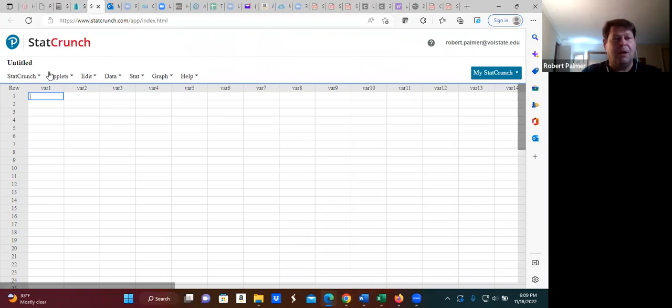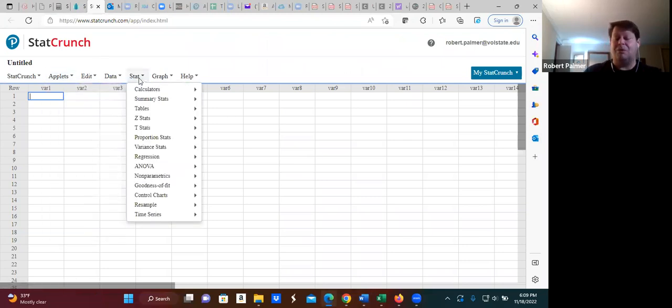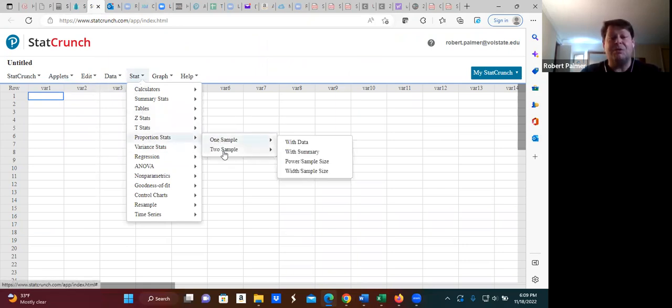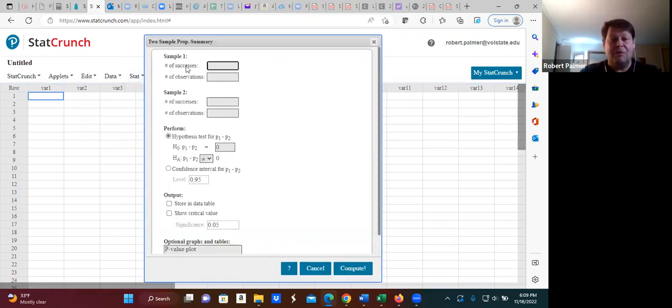Okay, once again, go to Stat, just like we did with testing one proportion. Then we go to Proportion Stats. This time we go to 2 Sample, and once again it gives us the option for with data or with summary. If we're given the data, we can input the data and go from there. But here we have the summaries. Here it gives us sample 1 and sample 2. You have to determine which one is your sample 1 and sample 2, and as long as you do everything correctly, it doesn't really matter.